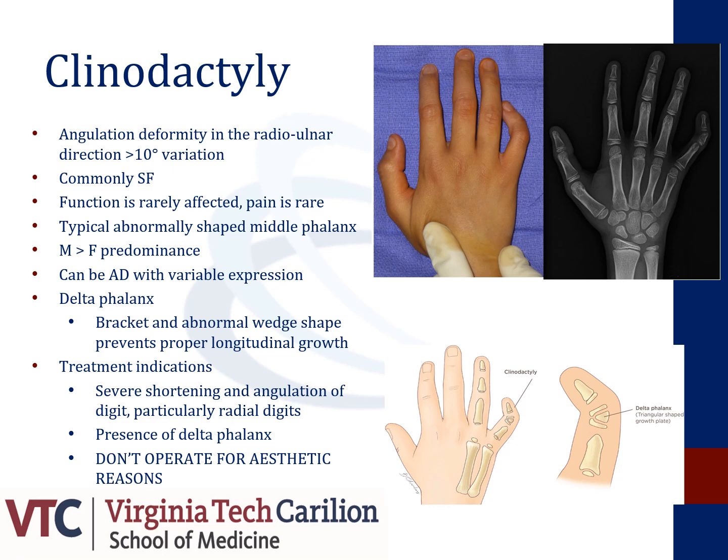Clinodactyly involves angulation of the digit in the radial-ulnar plane greater than 10 degrees. It is common to see this in the small finger. It's more common in males and can have an autosomal dominant inheritance pattern. This can arise either due to a longitudinal epiphyseal bracket or an abnormal shape of the phalanx or both. The IP joint is deviated away from the normal axis and asymmetric longitudinal growth occurs.